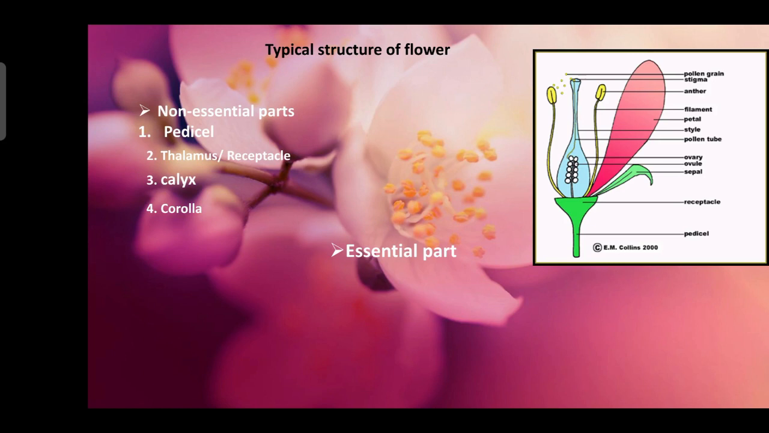So what is the function of these non-essential parts? They help in sexual reproduction indirectly, for the process of sexual reproduction. So what about the essential parts here? Essential parts include only two parts. Number 1 the androecium, which we consider the male part of the flower. And the other is the gynoecium, which is the female part of the flower.